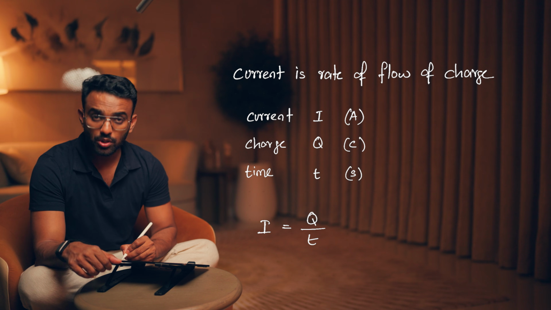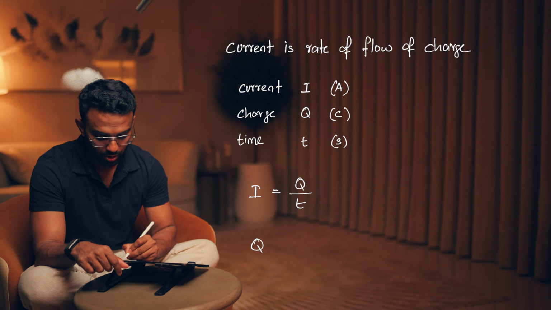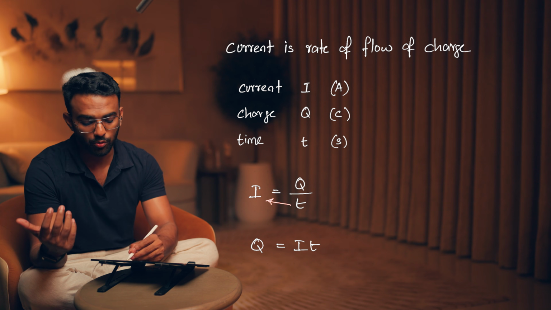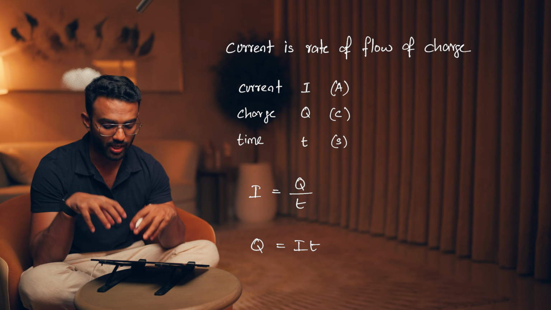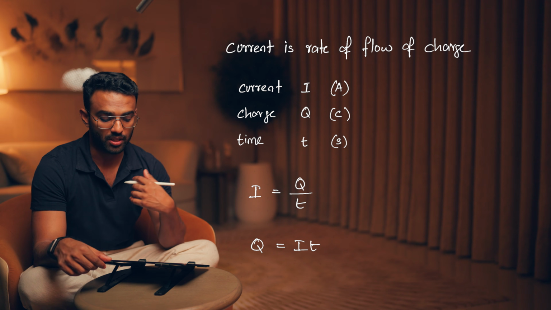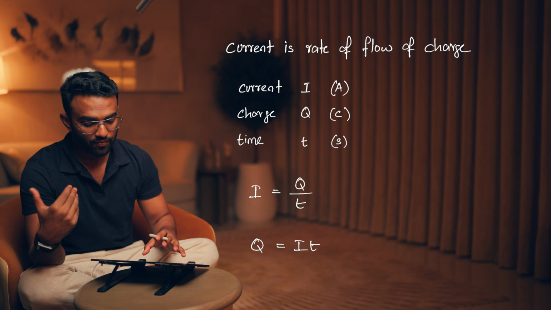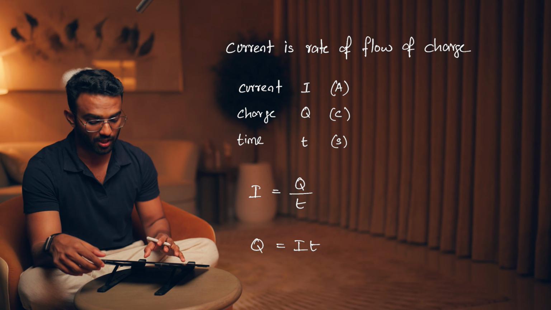Now, we could also make Q the subject here. So Q is equal to IT. How did I do that? I cross multiply the time with the current and I got Q equals IT as well. So this is a very important formula to understand. But this is just one aspect of it. We have a further aspect of it coming through.